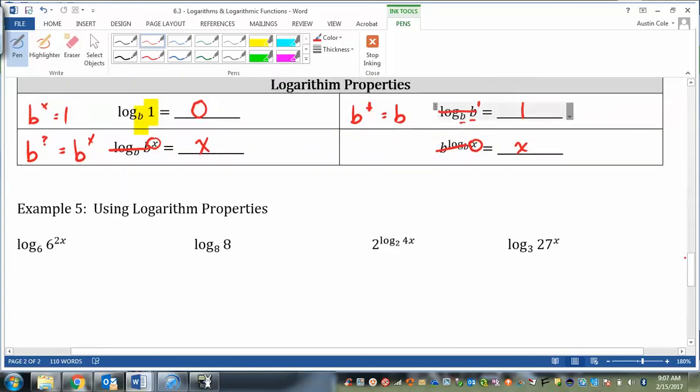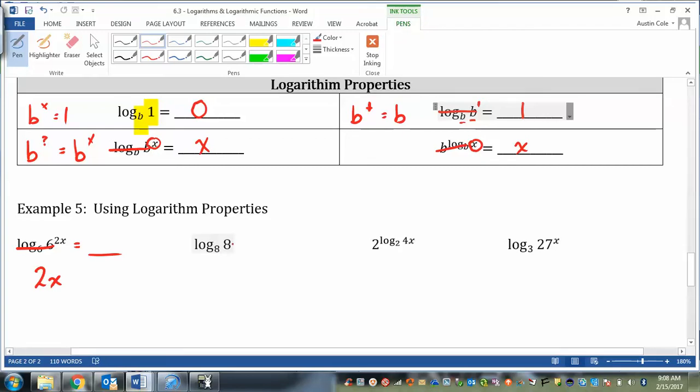Okay, so using these properties, in this first one, I have log base 6 of 6 to the 2x. What's going to happen to log base 6 of 6? It's going to go away, and I'm left with 2x. You don't have to find x, you just put 2x. We can't really find x because it's not equal to anything. Does that make sense? If there's an equation, which we'll get to later in this chapter when we solve logarithmic equations, then we'll have to do that. But since there's not, we're just using some properties to simplify.